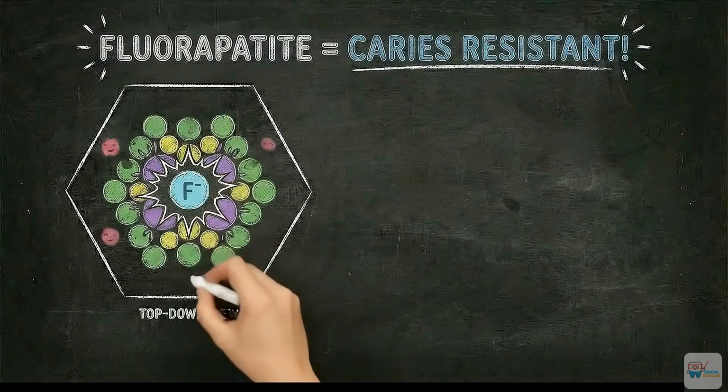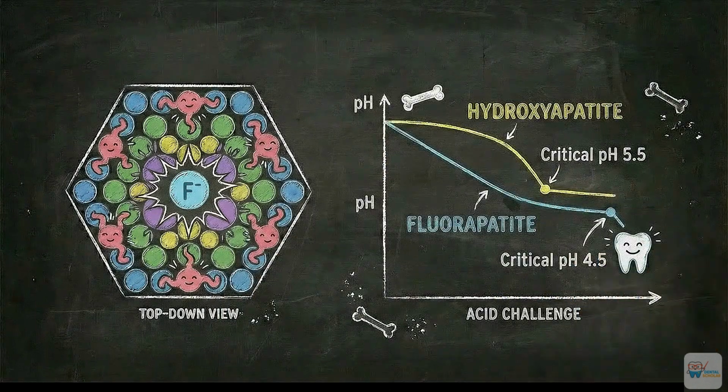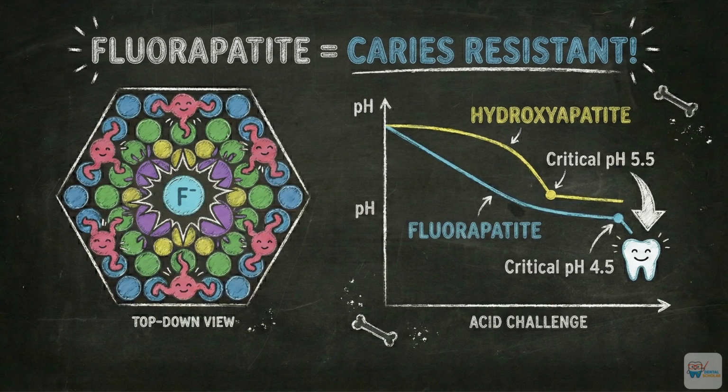Fluoride, on the other hand, is the hero. It replaces the hydroxyl ion to form fluorapatite. This doesn't just make the crystal stronger, it drops the critical pH from 5.5 down to 4.5. So what is critical pH? Critical pH is that pH at which demineralization of enamel begins. So from 5.5, it drops down to 4.5 once enamel converts to fluorapatite. This creates a massive buffer zone against acid attacks, which is the scientific basis of caries prevention.